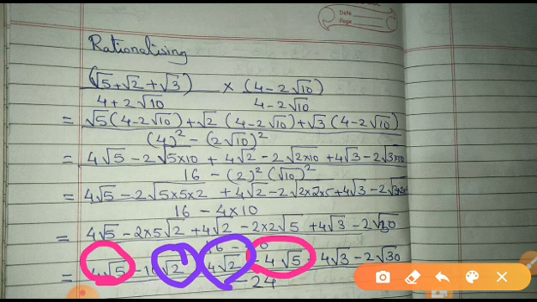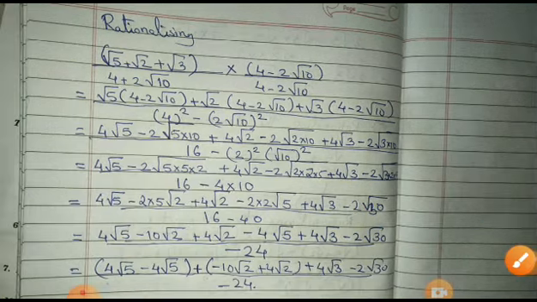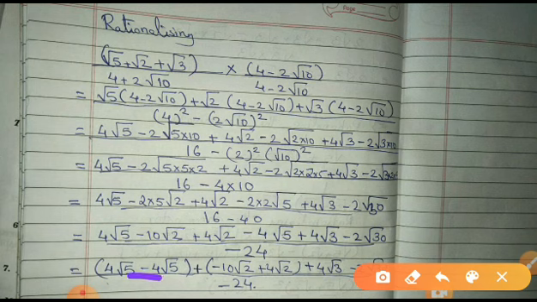Next, I have 4 root 3. Is there any term with 4 root 3? No. So I have to write it separately. Minus 2 root 30. Is there any term with root 30? No. So I should write it separately. So rearranging with the like terms, I can have this. Now 4 root 5 minus 4 root 5. 5 minus 5 is what? 0. Similarly 4 root 5 minus 4 root 5, it will be cancelled.